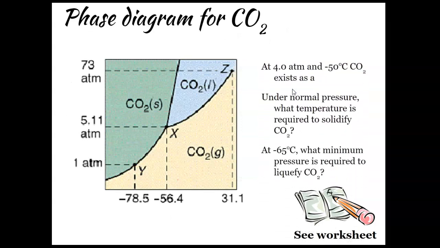All right. So looking at this phase diagram for carbon dioxide real quick, at 4 atm, so it's somewhere in between here, and negative 50, well, there's negative 56, so it's got to be over here. So right here, going about here, negative 50. What does carbon dioxide exist as? Well, looking at this, it's got to be a gas.